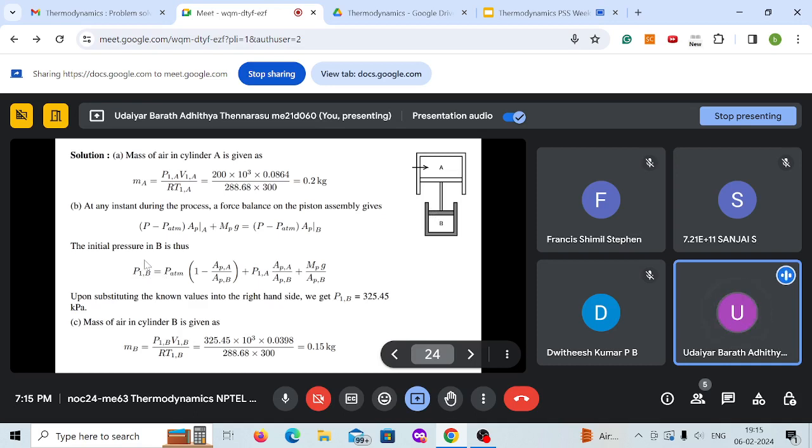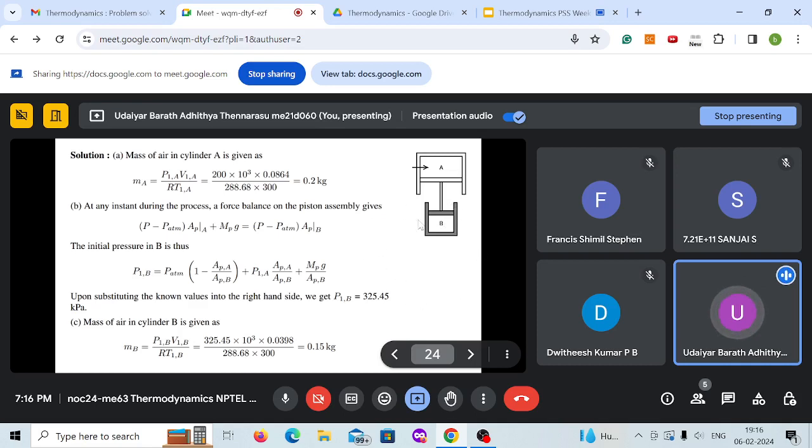So P1B will equal P atmosphere, and so on. We are just replacing in terms of pressures and areas, and then substituting all the values. You know piston area A, piston area B, atmosphere is 100 kilopascal, P1 is 200, mass of piston is 10 kg, g is 9.81, and area of piston B. Substituting all, we can find the pressure. Initial pressure of cylinder B is 325.45 kilopascal. That is the pressure initially there. The piston will be at rest because the forces are balanced. That's what we assumed and we calculated the pressure. So initially pressure B will be 325.45, A will be 200, and this will be balanced. Piston B has more pressure because of the weight of the piston acting on the gas in cylinder B.